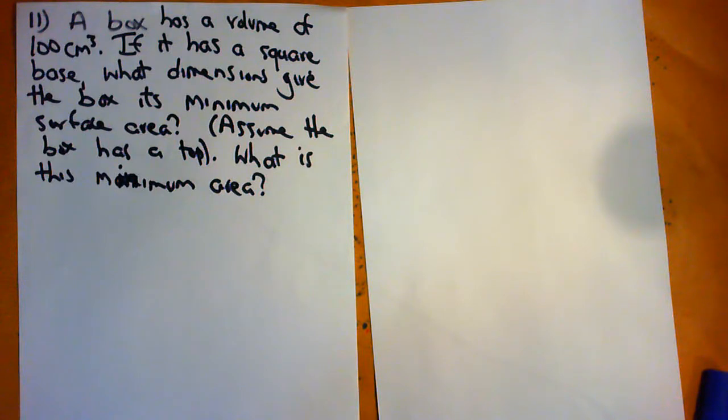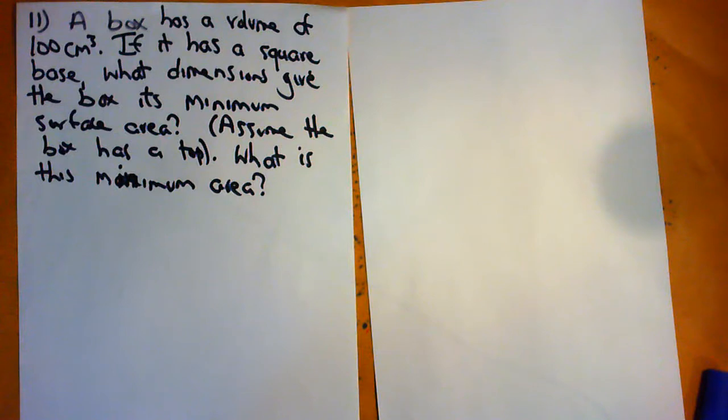So we have this applications of calculus question. We have a box which has a volume of 100 cubic centimetres. If it has a square base, what dimensions give the box its minimum surface area? And we also need to find what that minimum area is, assuming that the box has a top.